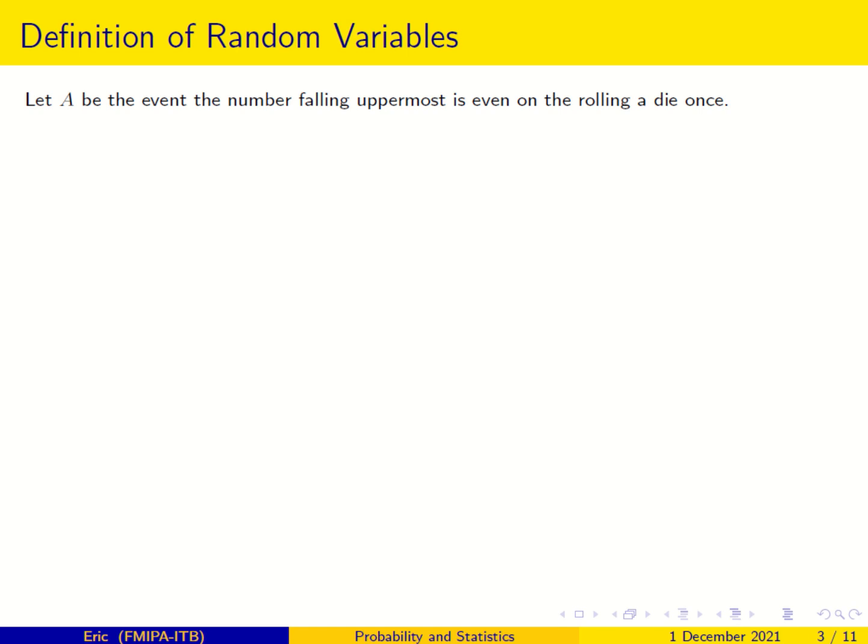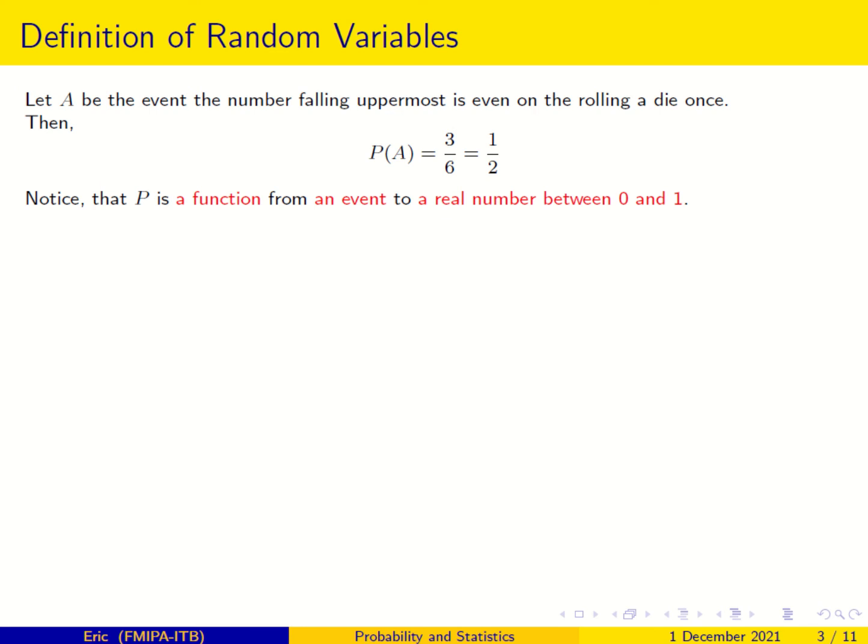So this is the definition of random variables. Let A be the event that the number falling uppermost is even on rolling a die once. Then the probability of A is 3/6, that is a half. Notice that P is a function from an event to a real number between 0 and 1. So this is not a usual function because the domain is an event. So we want to quantify this domain. We define the random variable that relates an event with a real number.